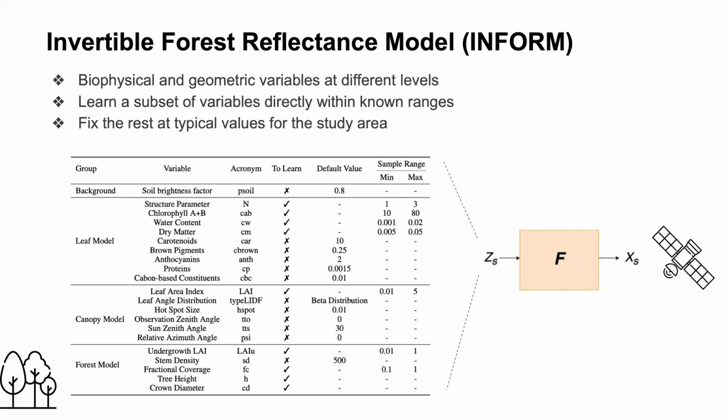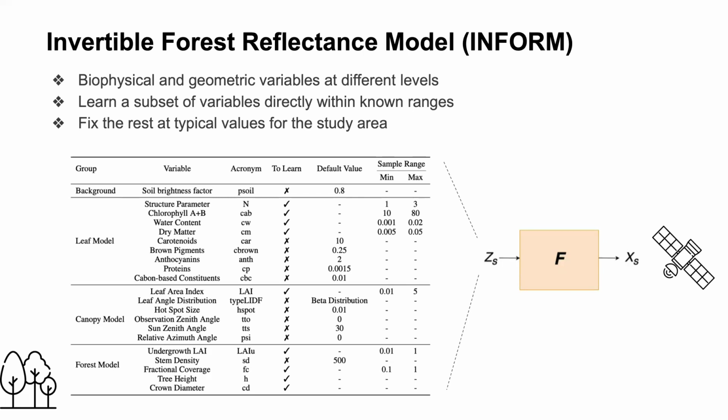Yes, good question. At the beginning, I think we began with 11 variables to learn. Then we looked into the plot of the learned variables. I think the easiest to learn are the variables from the leaf models. By the nature of their definitions, they are more disentangled from each other. But the forest parameters and some parameters in the canopy are more difficult to learn when they are put together to make all these variables learnable.